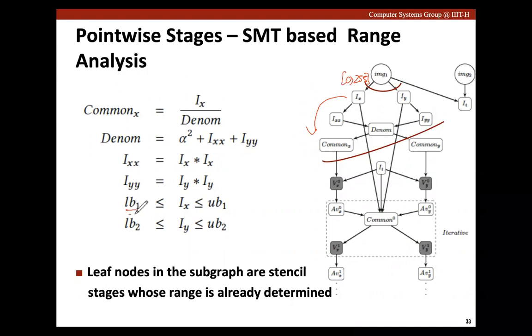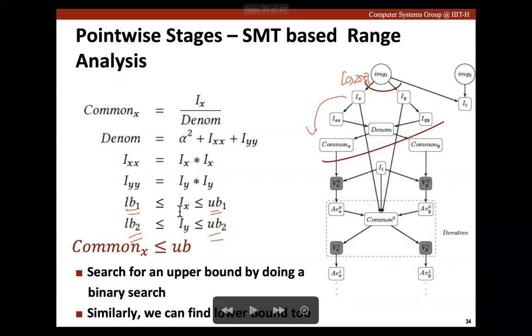So this LB1 and LB2, UB1 we can estimate. This LB2 and UB2 we can estimate using a different approach. And we set up a system of constraints. Once we have a system of constraints, we add one more constraint to this. For example, we add a constraint, common x is less than or equal to UB.